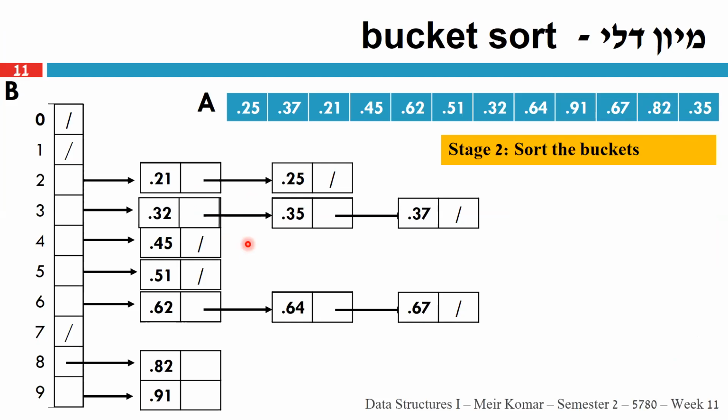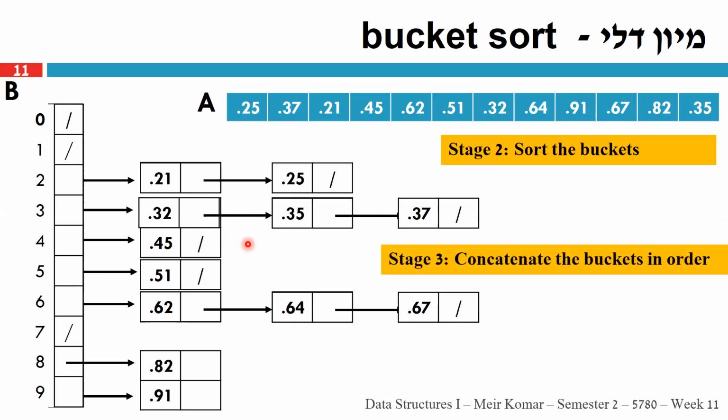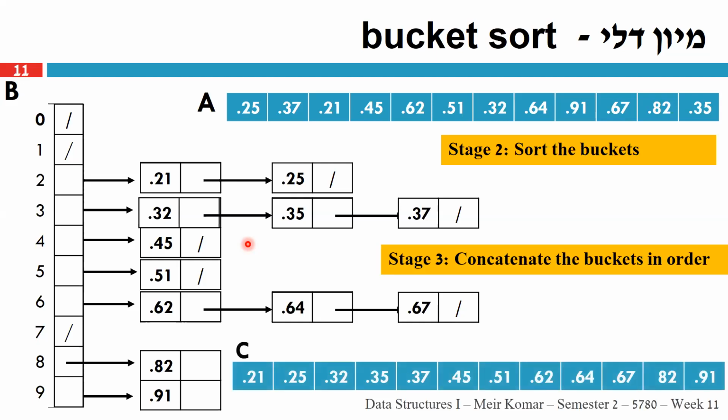Putting it in the C array. Yeah, concatenate them. Just start copying them over to the C. Loop through B, and in each list, copy them over until you get to the end of the list. And then boom, boom, boom, copy them over. That is bucket sort, the idea.